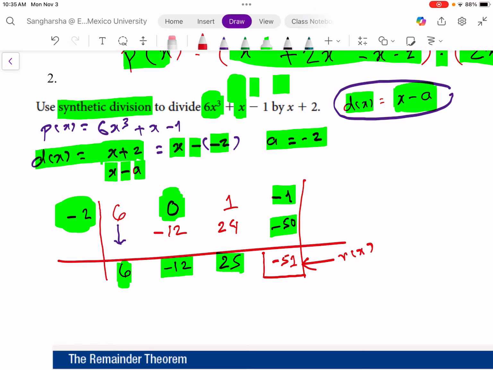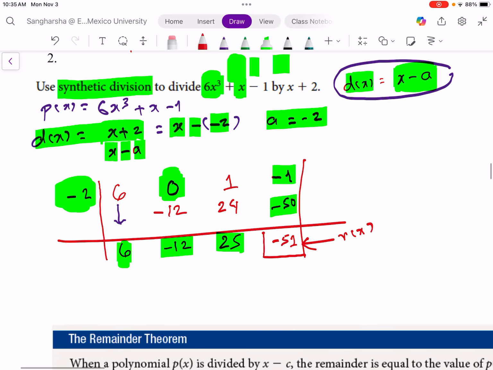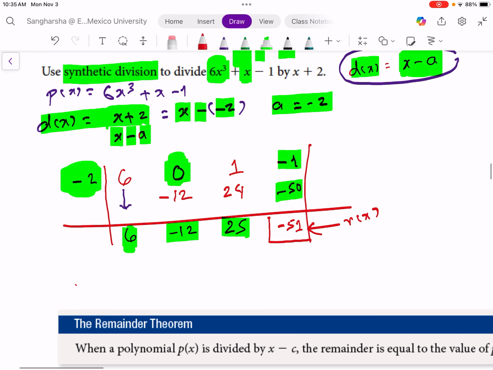And isn't that what we had when we used long division? We had -51 as a remainder, right? Now, any question up to here? Now our target is finding the quotient. Now let's find the quotient q of x.